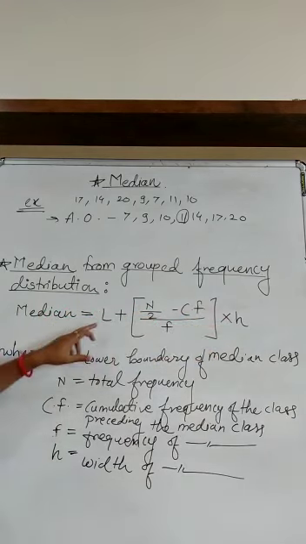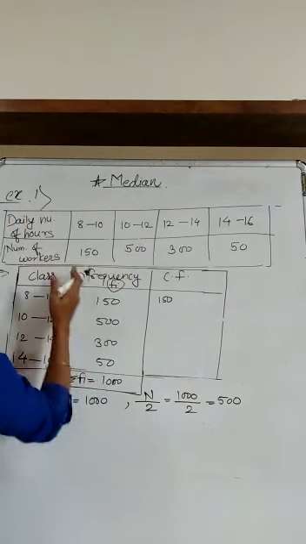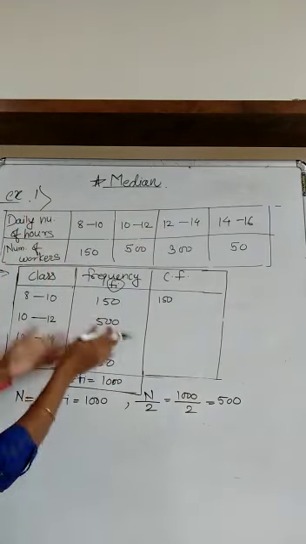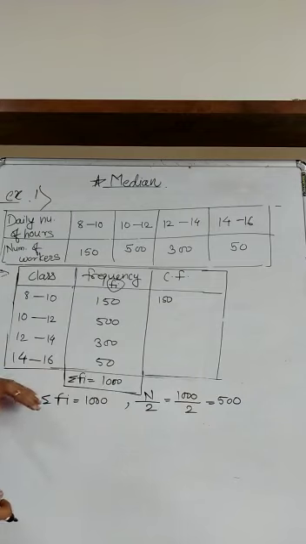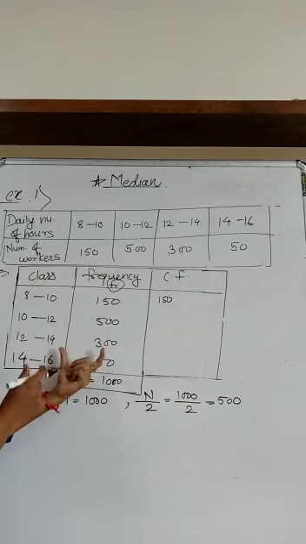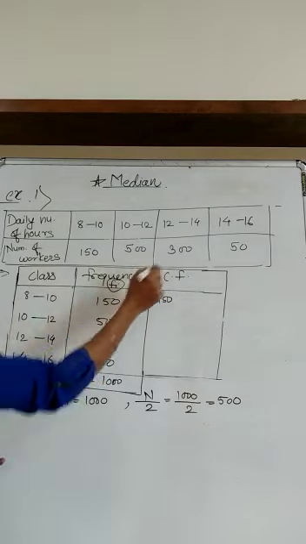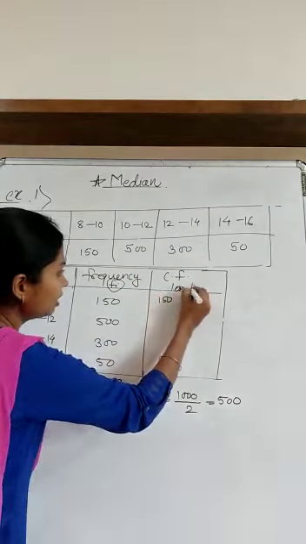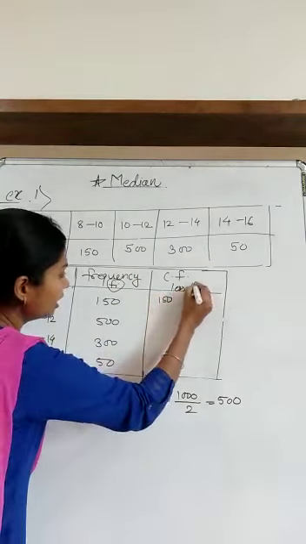So what we have to do is, at first, write down the given classes as they are in the first column. We have to prepare these 3 columns here. In the first column, write down the given classes as they are: 8 to 10, 10 to 12, 12 to 14 and 14 to 16. These classes are to be written. Now in the second column, write down the given frequencies again as they are: 150, 500, 300 and 50. Now our second column is also ready. Now the third column is the cumulative frequency. Here we have to mention the cumulative frequency of the less than type. If you remember, last year also we have done this.